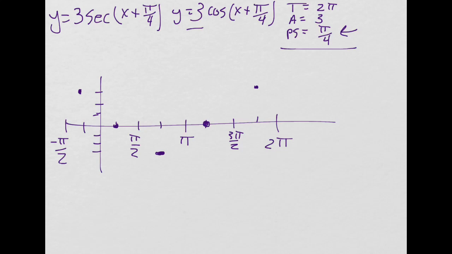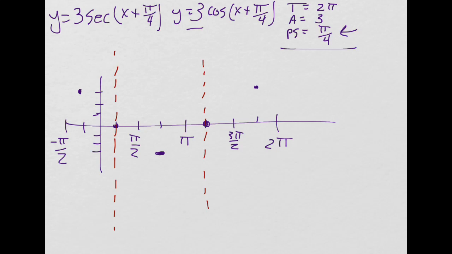Okay, so now let's take this to the fact that we are dealing with the reciprocal function, secant. And so wherever this cosine graph is 0, I'm going to have an asymptote. Wherever we have minimum values, those are going to become maximum values. And wherever we have maximum values, those are going to become minimum values. So I can just start sketching it in, and it's pretty nice.